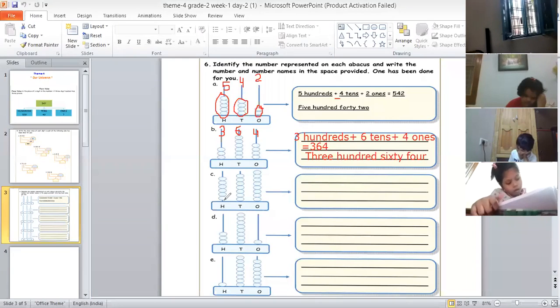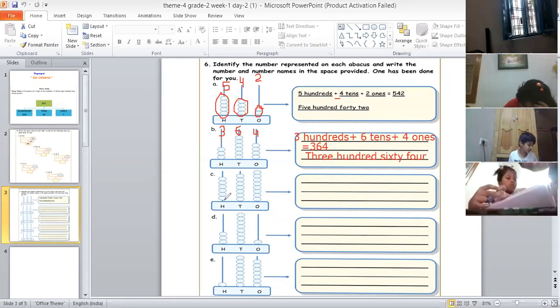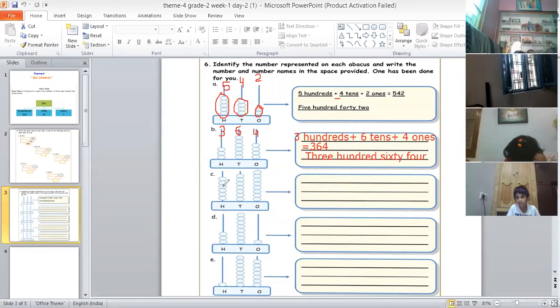1, 2, 3, 4, 5, 6. Okay, yeah, 6 beads are there. And in tens place? 7. Yeah. And then in ones place? 8. Children, keep on writing numbers in hundreds, tens, and ones place also. Okay, 8. So I'll write this 8 here.